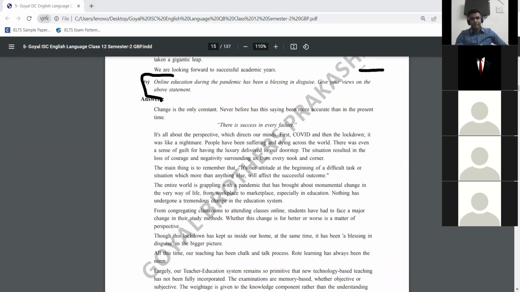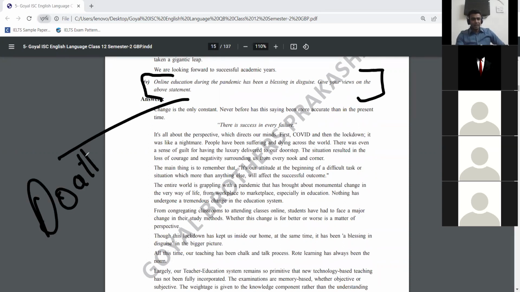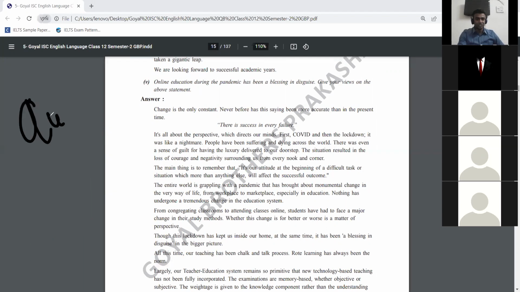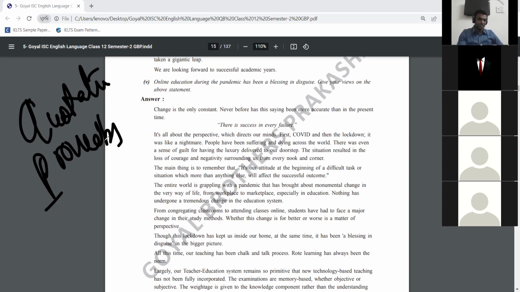This is a one-sided topic, and do attempt this. This is not only my suggestion, but these are my instructions. Do attempt such kind of topic. Online education during the pandemic has been a blessing in disguise. Give your views on the above statement. Wow. Here you can use a lot of quotations, proverbs, idioms, and phrases.